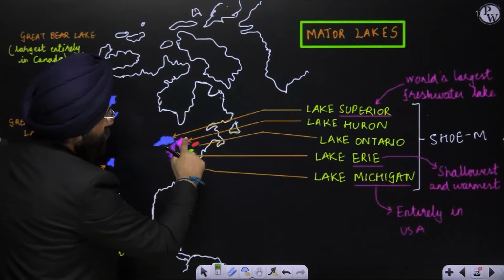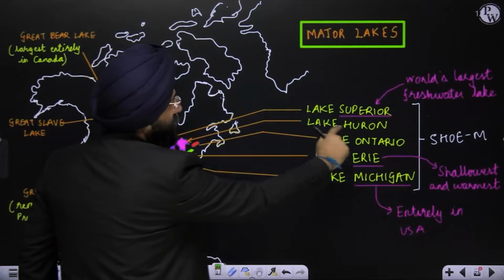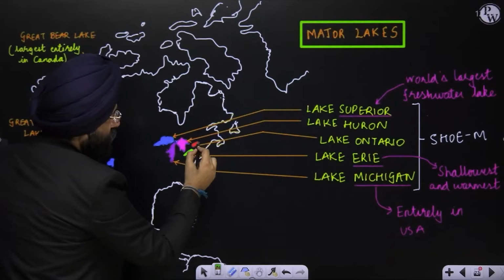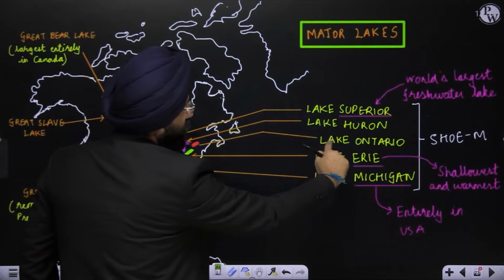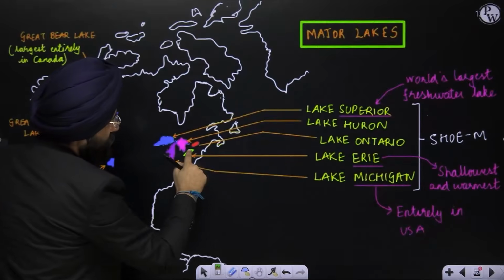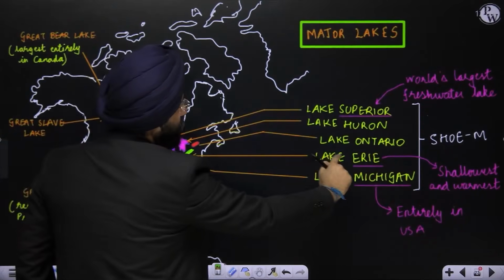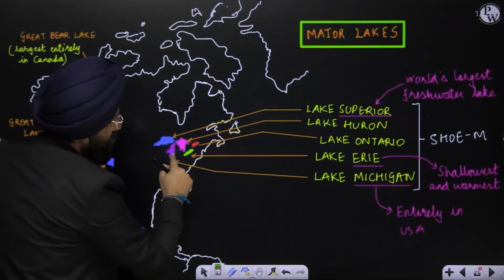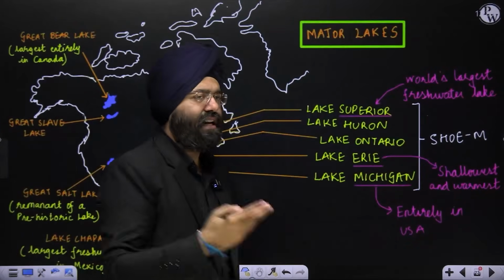Then you have this pink color. This is known as Lake Huron. Red color is known as Lake Ontario. This green color which I have drawn is known as Lake Erie. This purple color is known as Lake Michigan, or Michigan as you say.